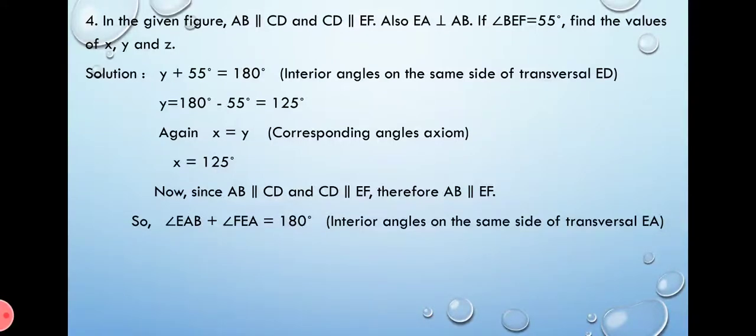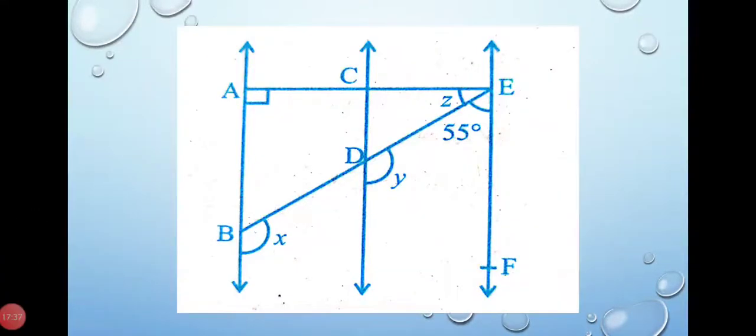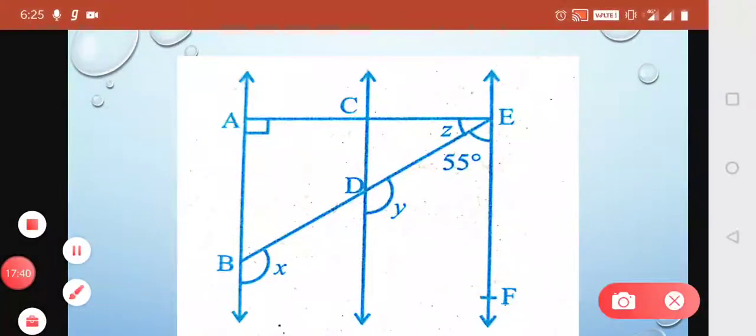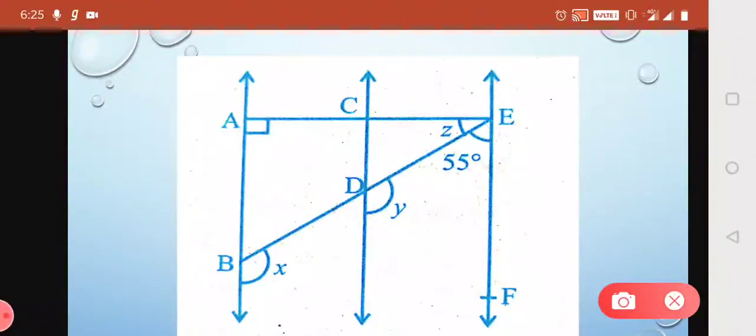So, when AB is parallel to EF, we get angle EAB plus angle FEA equal to 180 degrees, because they form interior angles on the same side of transversal EA. In the figure we can see this is angle EAB, plus this angle, that is angle FEA. This will give 180 degrees.